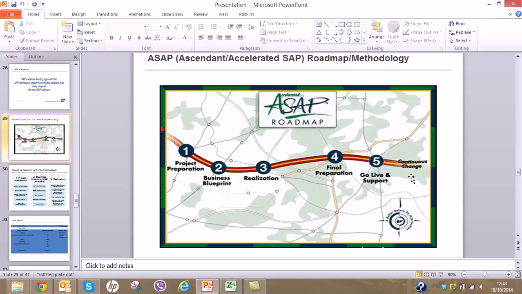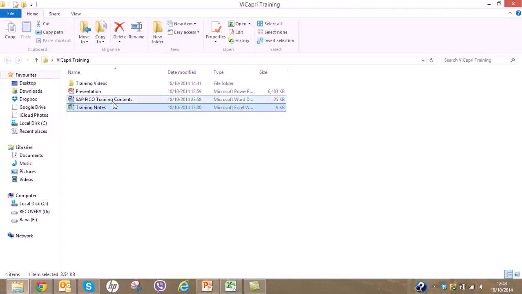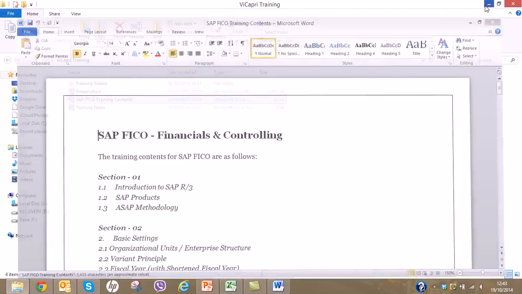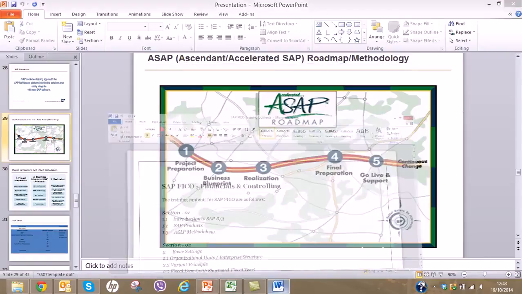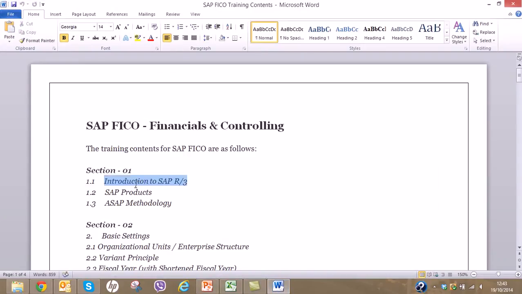So that is another topic. Yesterday I gave you the overview of the SAP methodology. According to our plan, we have done the introduction to SAP R3 and SAP products. Now I'm going to give you the SAP methodology, which I believe is very important for you if you want to be a consultant.